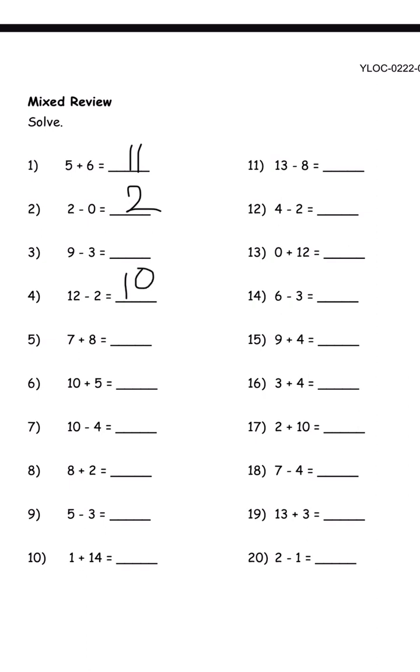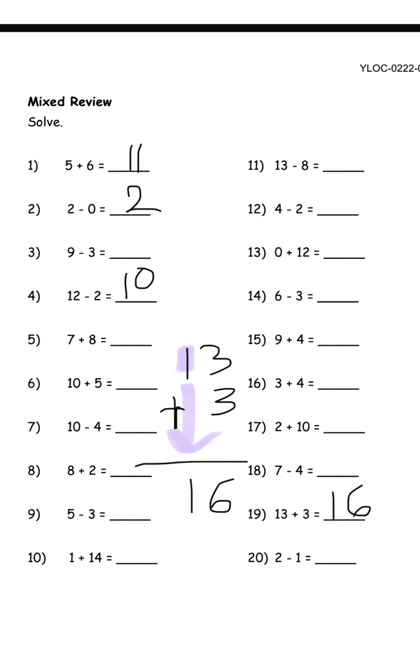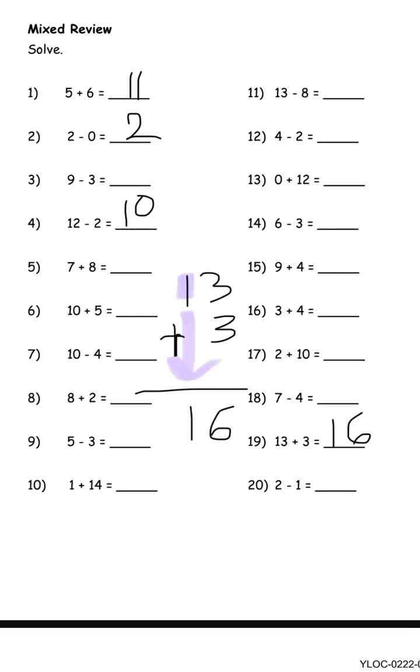Now, let's try one more. We have number 19, 13 plus 3. 3 plus 3 is 6, and the 1 comes down. That's going to be 16. So the answer for number 19 is going to be 16.